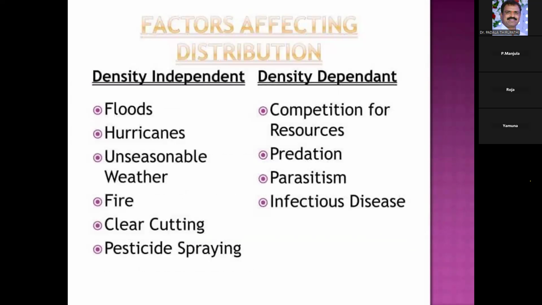The factors affecting this distribution are mainly density dependent and density independent. The density independent factors are floods, hurricanes, unseasonable weather changes, fire, clear cutting, or pesticide spraying. Whereas the density dependent factors are competition for resources, predation, parasitism, and infectious diseases. These are the density dependent factors which affect the distribution of the organisms.